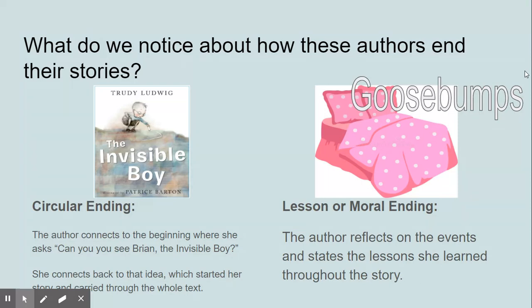Now, Goosebumps ends with a lesson or a moral ending. The author reflects on the events and states the lessons she learned throughout the story. So she reflects on her fight with her mom and all the other times she fought with her mom, and then she simply ends it with what she learned about that and then falling asleep. So, a lesson or moral ending.